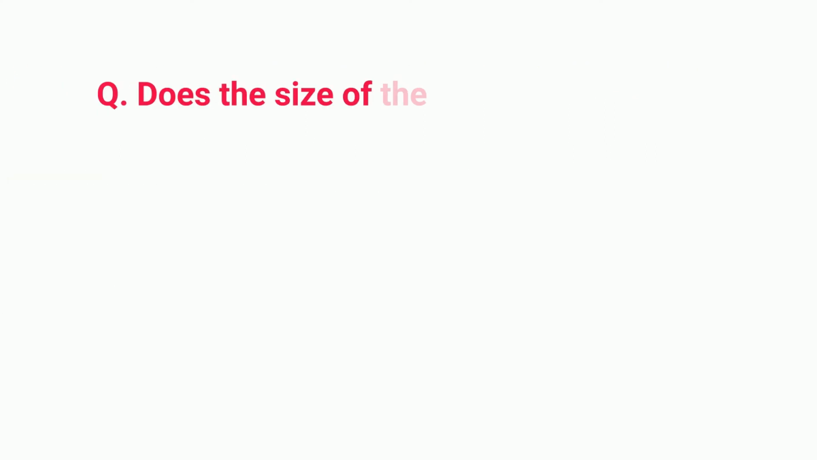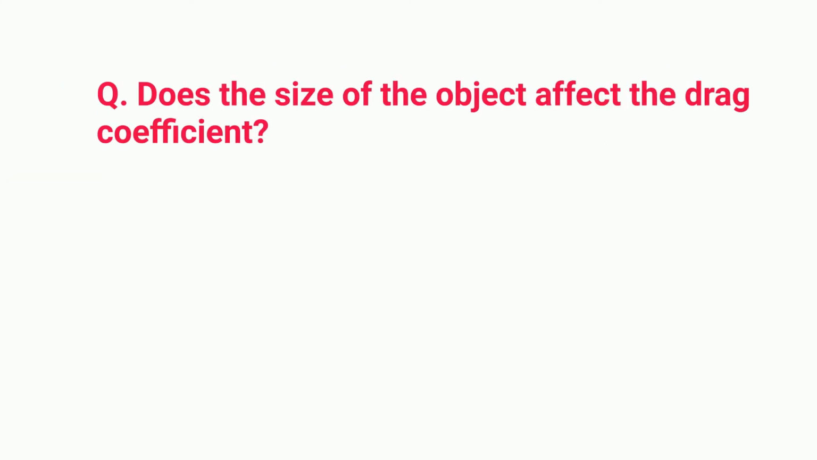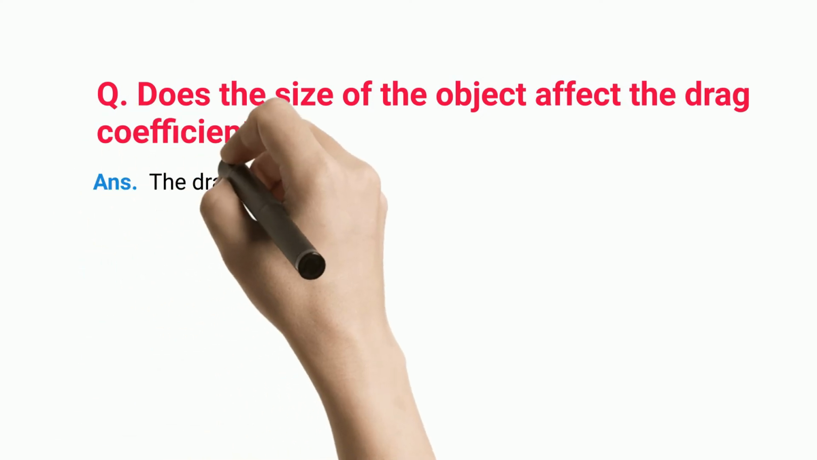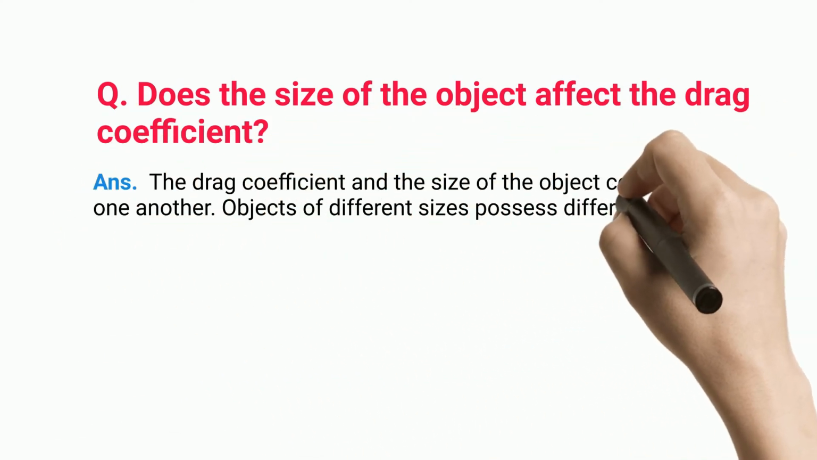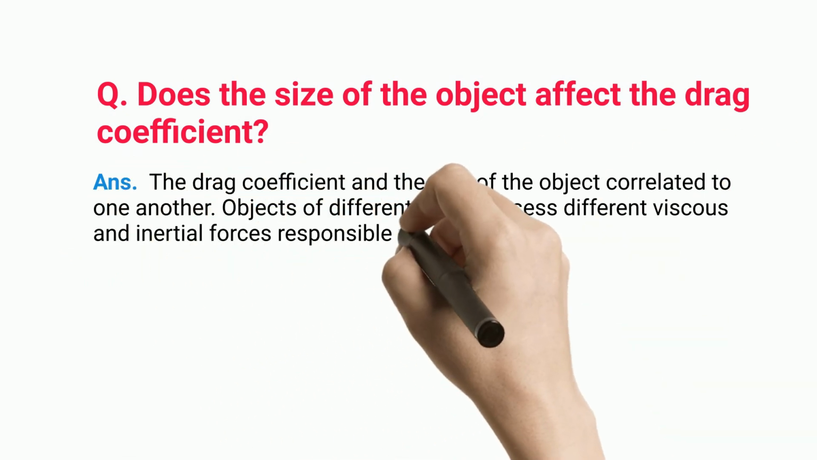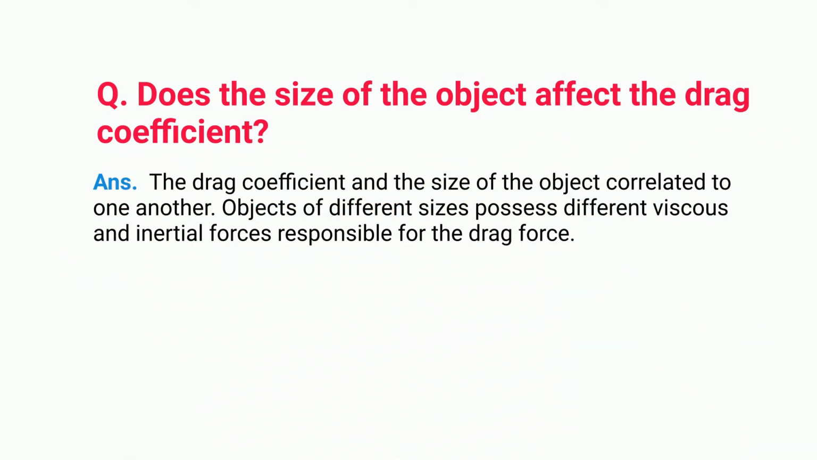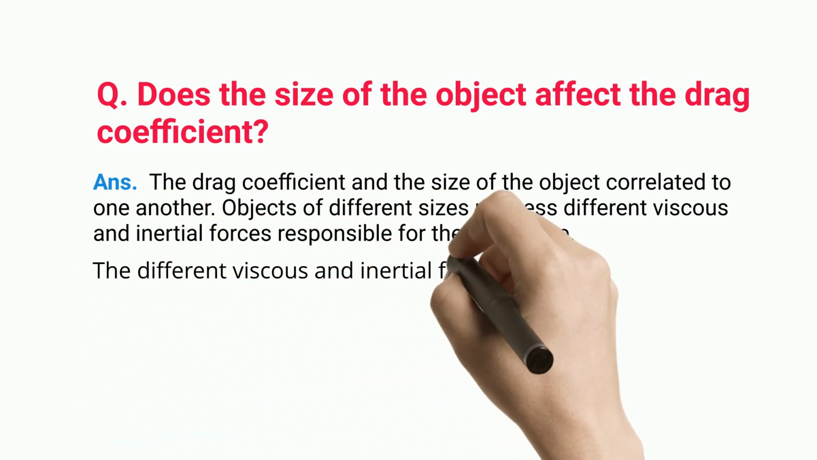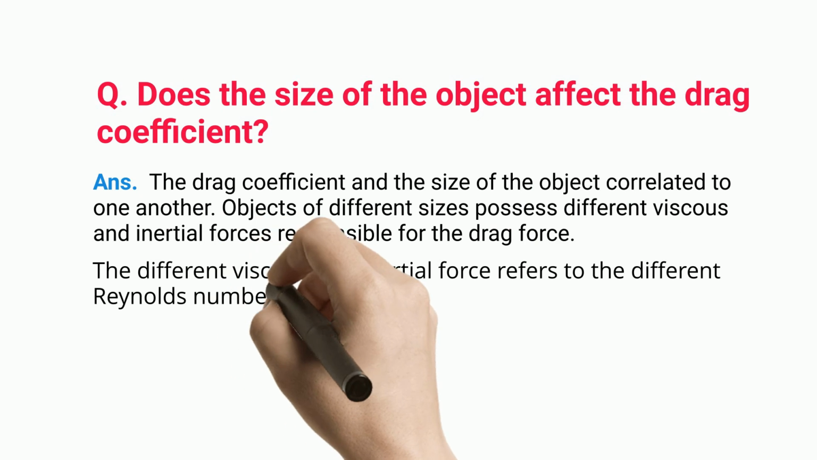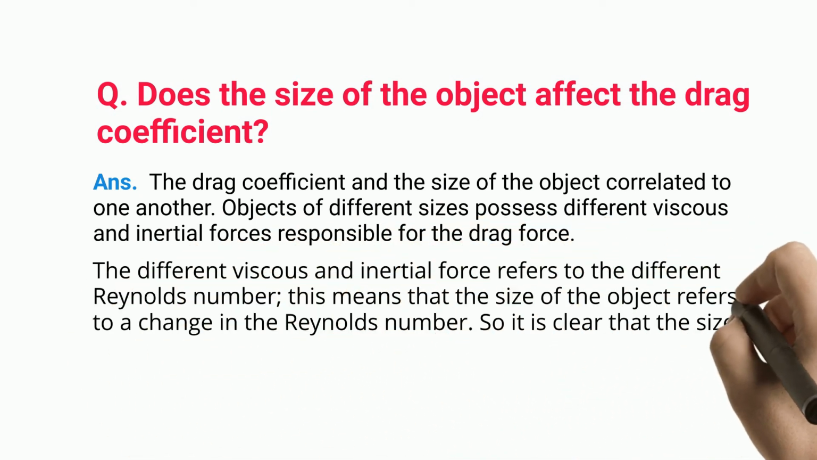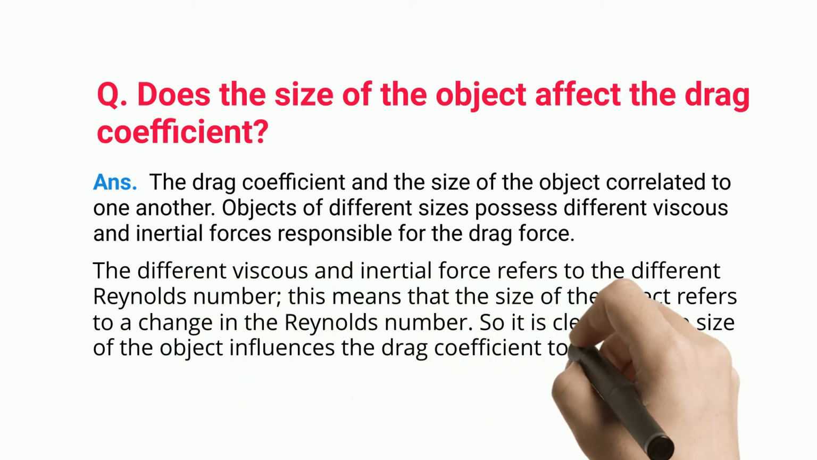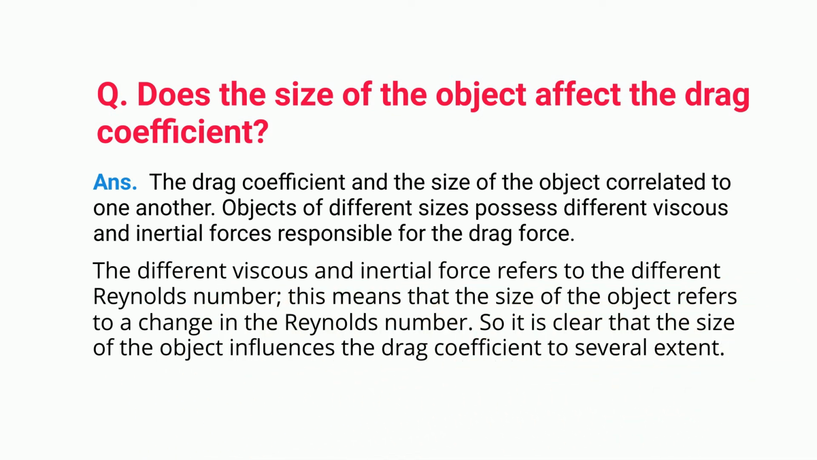Does the size of the object affect the drag coefficient? The drag coefficient and the size of the object are correlated to one another. Objects of different sizes possess different viscous and inertial forces responsible for the drag force. The different viscous and inertial forces refer to different Reynolds numbers. This means that a change in the size of the object refers to a change in the Reynolds number. So it is clear that the size of the object influences the drag coefficient to some extent.